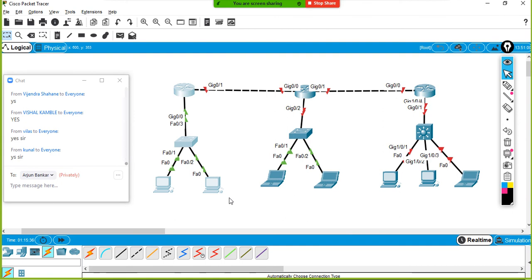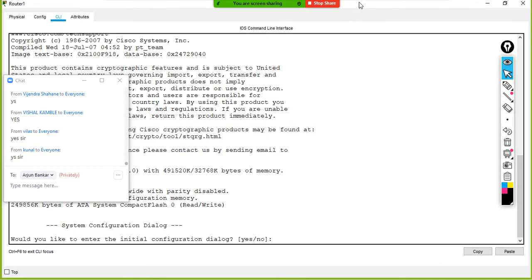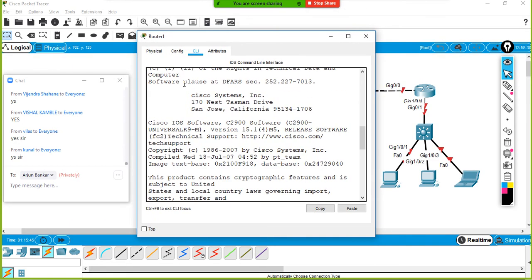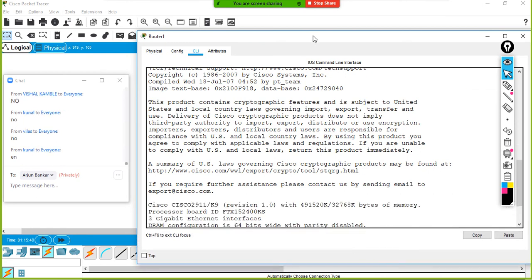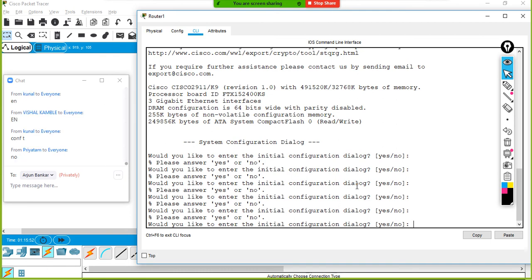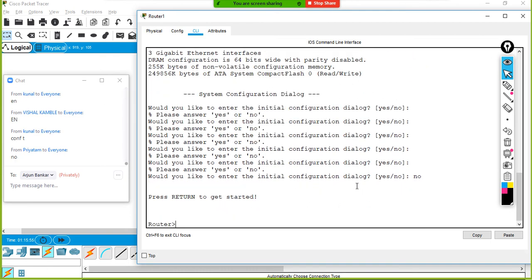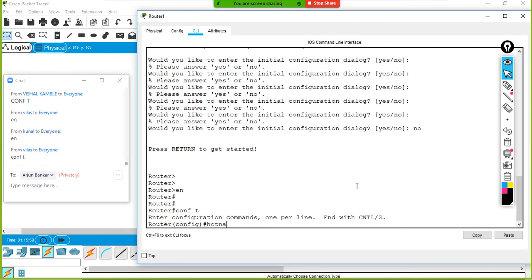Good. Let's go to router 2. What are the configurations we need to do at router 2? Go to the CLI. Everybody has to type the commands, guys. Say no, then enable, then conf t, hostname, then I can say router 2.